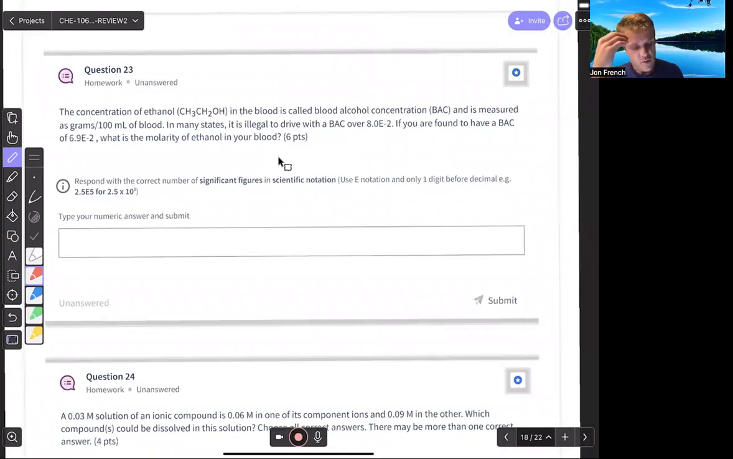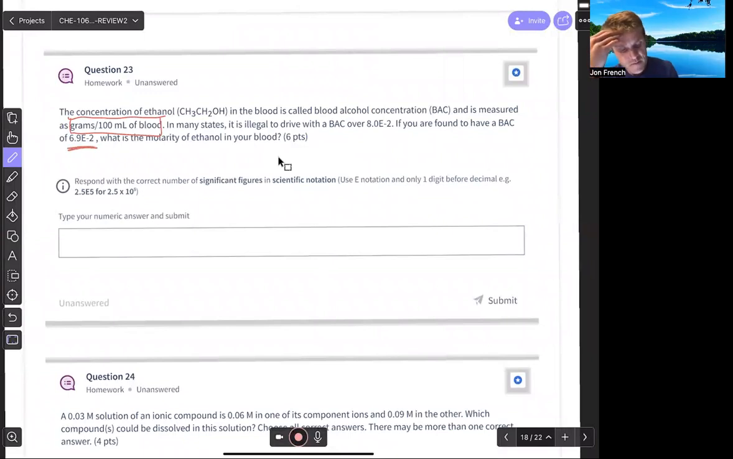BAC is grams per 100 milliliters, right? So we've got a BAC of 6.9. So that would be 0.069 grams per 100 milliliters. Molarity, we're asked to find molarity of ethanol, right? Molarity is moles per liter. So I want to convert grams per 100 to moles per liter.